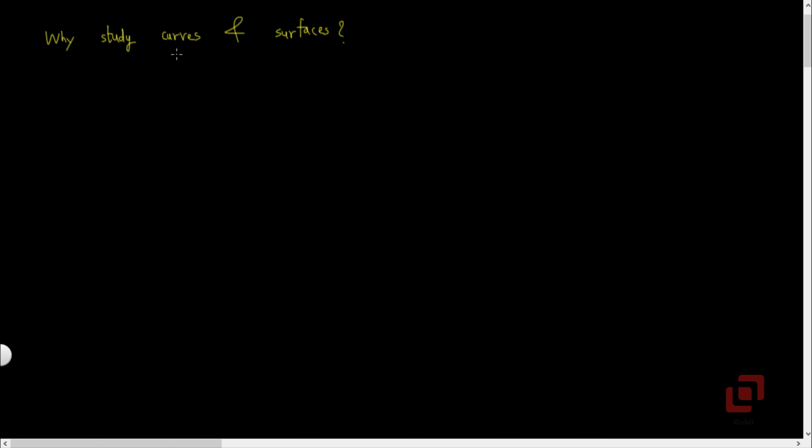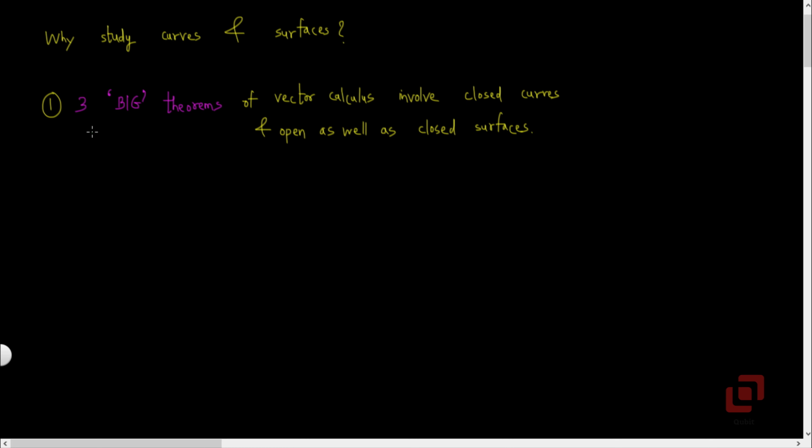So why should we study the curves and the surfaces first of all? First reason, the three big theorems of vector integral calculus, which are the Green's theorem, the Stokes theorem, and the Gauss's divergence theorem, they involve closed curves as well as open and closed surfaces. If you recall the statements of the Green's theorem, it connects a line integral which is taken along a curve which is closed and a surface integral which is taken along a surface in the xy plane.